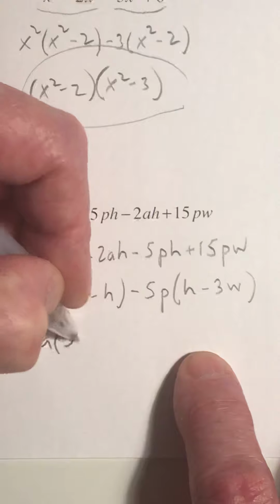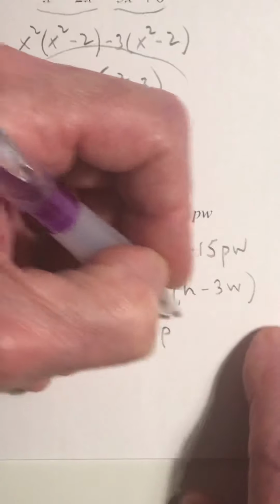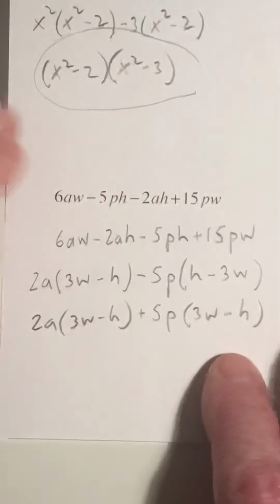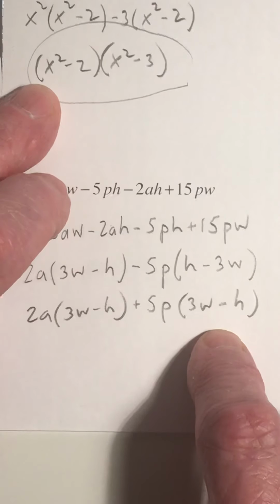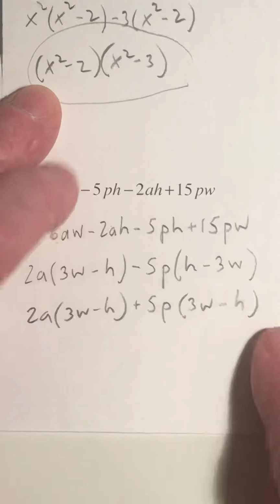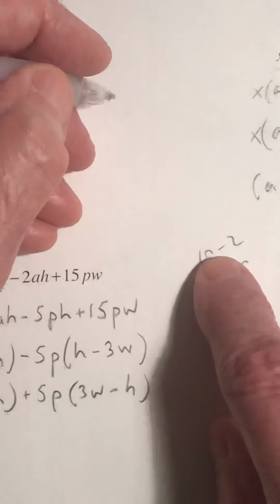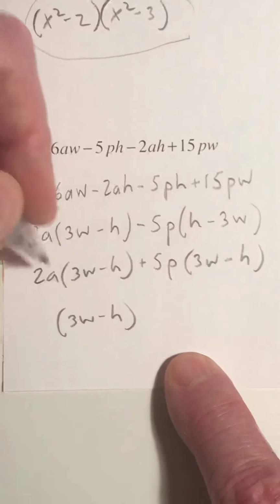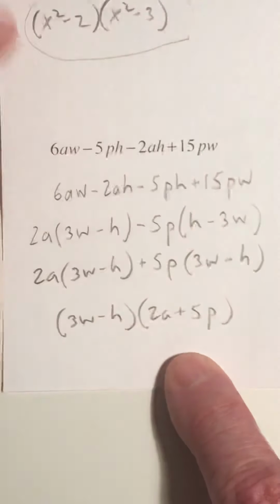Copy this as it is, and this becomes the opposite sign, and this becomes the opposite sign also by reversing the order of the subtraction. Let me just mention, every time you reverse the order of subtraction, you're really just reversing the sign of the value. You know, what's the difference between 10 take away 2 and 2 take away 10? This is 8, this is negative 8. It's opposite. And finish this up. 3W minus H times 2A plus 5P.